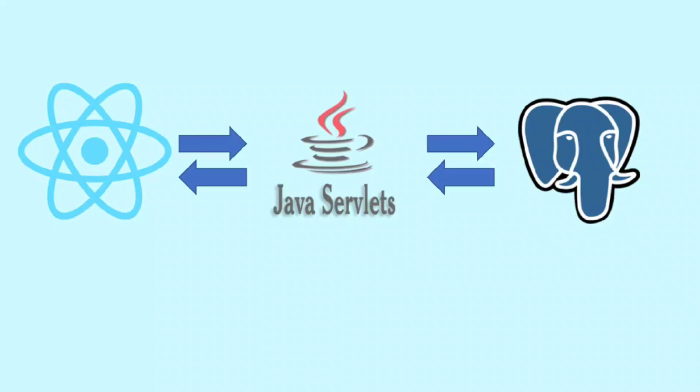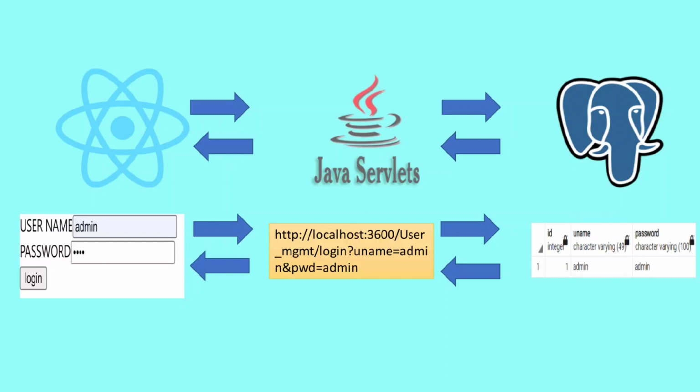So today we will see the basic full stack development connected with a Postgres database and Servlet API. The API data is fetched via a React frontend. The frontend is based on React, the backend is based on Servlet, and the database is Postgres. So we are creating a simple user management.